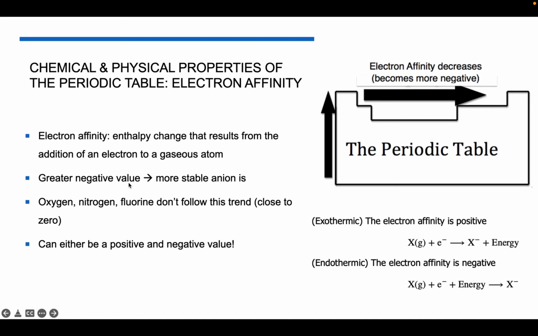If I have a greater negative value, looking here, the more stable the anion is. You'll also go over what an anion is later, as I will explain and introduce what that means. There are 3 different types of gaseous atoms that do not follow this trend. However, you don't really look too much into electron affinity in Gen Chem 1. And like I stated, it can be a positive or negative value depending on if it's exothermic or endothermic.